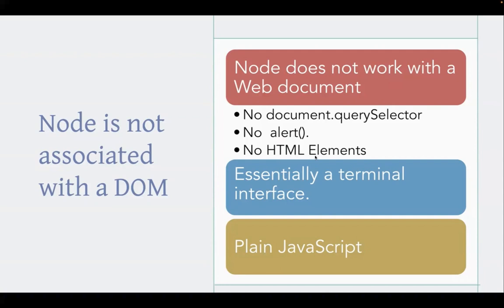There are no HTML elements. It's just a terminal interface. You can use plain JavaScript only. All right? So you can write it down. Just try to remember, because several students have made this mistake when we are working in Express. They try to use document query selector in the controller when we write the code in Node.